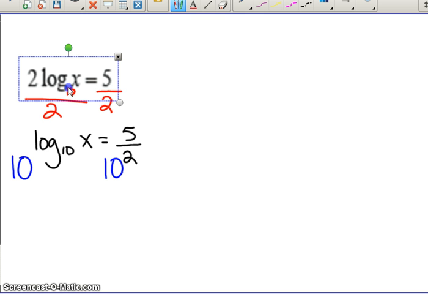Now on the left side, the log and the 10 undo each other. They're gone, and we have just an x. On the other side, we have 10 to the 5 over 2. We could simplify that if we chose to. We could go ahead and do the powers and whatnot, but we don't have to. That's going to be 100 times the square root of 10, or the square root of 100,000, but we'll just leave it that way. So this is our answer.